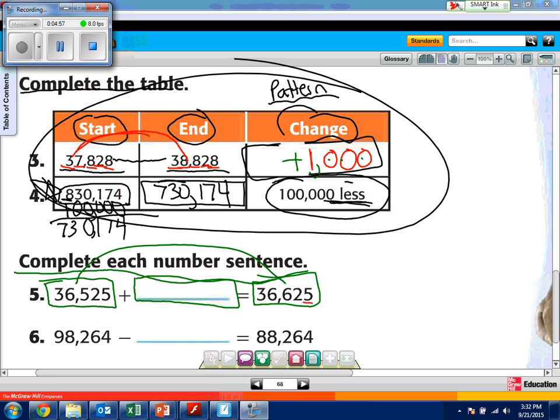Here's my 5, no change. 2, 2, no change. 5, 6, and did you know it, we're going from a lower number to a higher number, so we're going to be adding, we're adding 1 onto it. 6, 6, no change. 3, 3, no change. So we're going to go ahead and say 36,525 plus 100 equals 36,625.